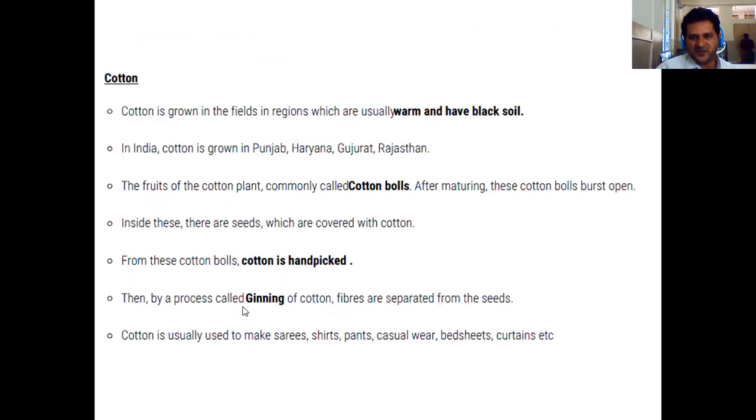Cotton, you already know, is grown in plants in fields. Cotton is grown in fields. Major cotton-growing states in India are Punjab, Haryana, Gujarat and Rajasthan. After they obtain cotton, they hand pick it and process it by ginning to obtain fibers. Using those fibers they make shirts, saris, etc.